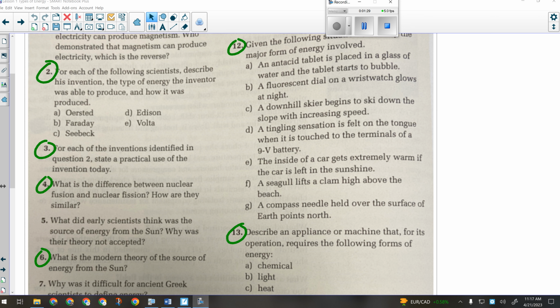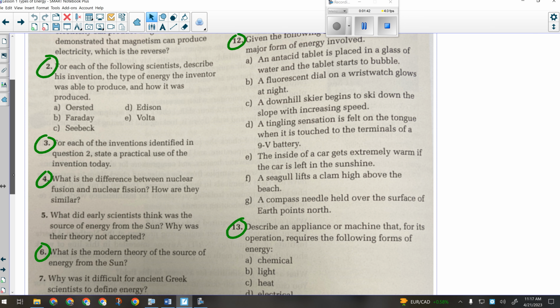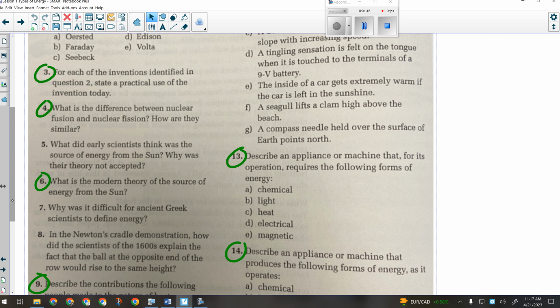Okay. All right, question number 6. What's the modern theory of the source of energy for the sun? Nuclear fusion. Okay, the gravity of the sun is sufficient that it crushes the hydrogen atoms together to form helium. Okay. And as the star ages, it will start fusing helium into other things, and then eventually it gets too difficult and it'll just peter out.